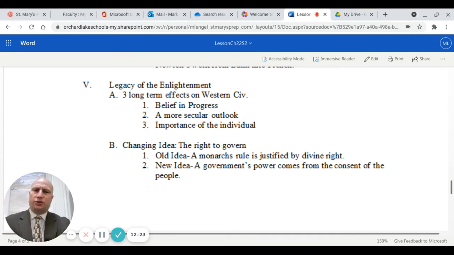And then again, that changing idea, changing from, okay, the monarch has the right to rule through divine right, what he says or she says goes, to the new idea, a government's power should come from the consent of the people.